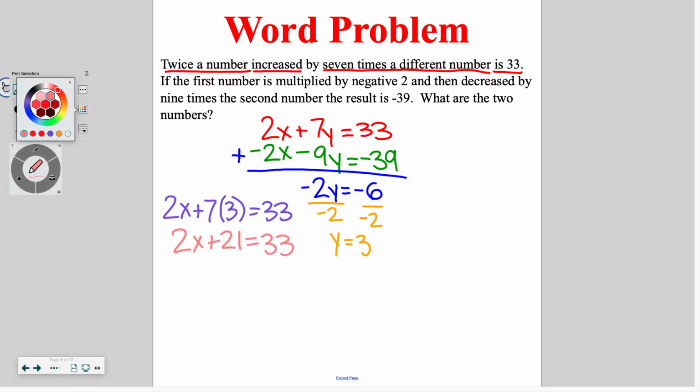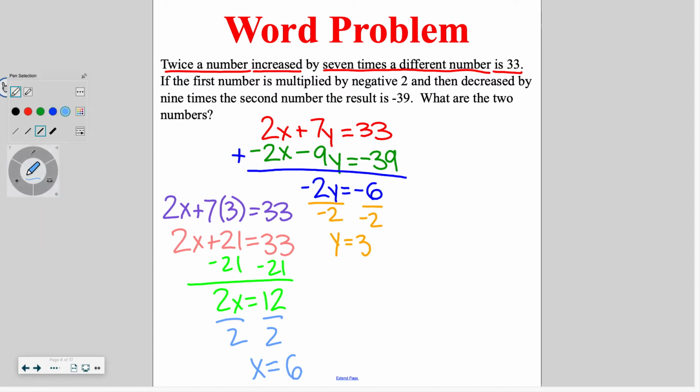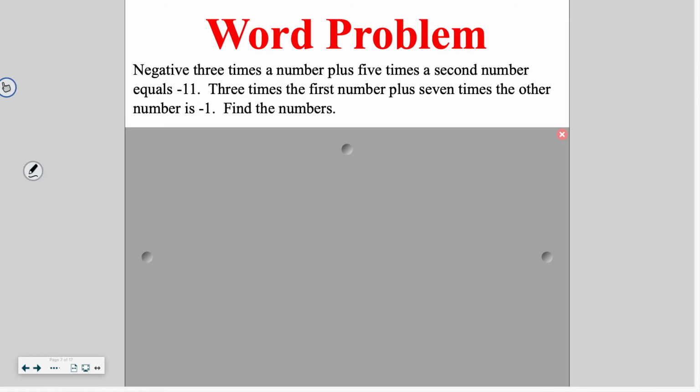Subtracting 21 from both sides is going to give me 2x is equal to 12. And finishing by dividing by 2 on both sides gives me x is equal to 6. So my final answer for the two numbers are 6 and 3. Go ahead and try this one on your own.